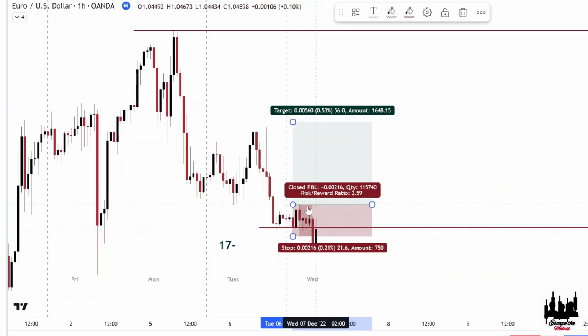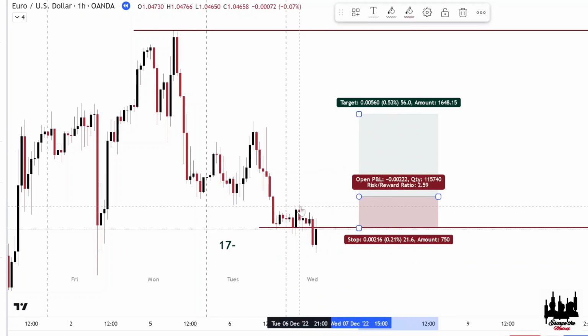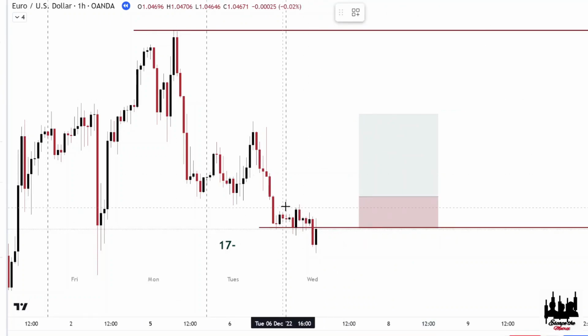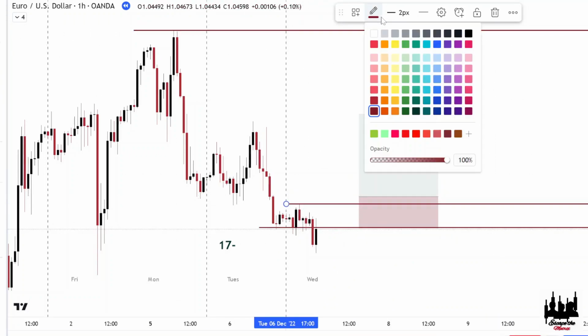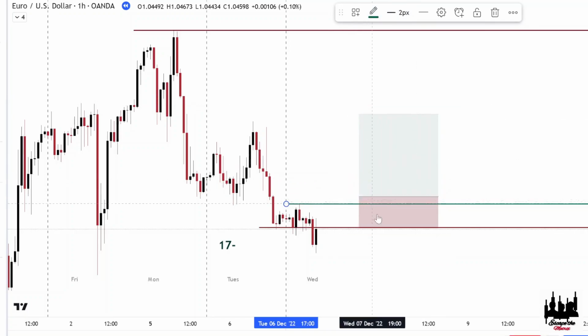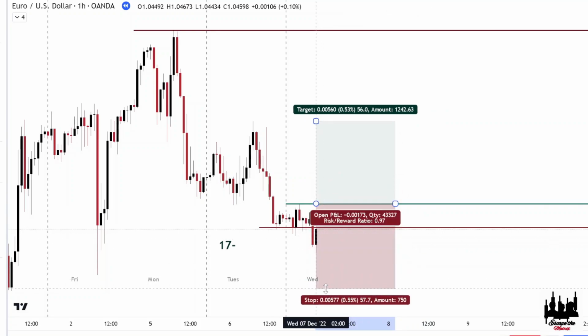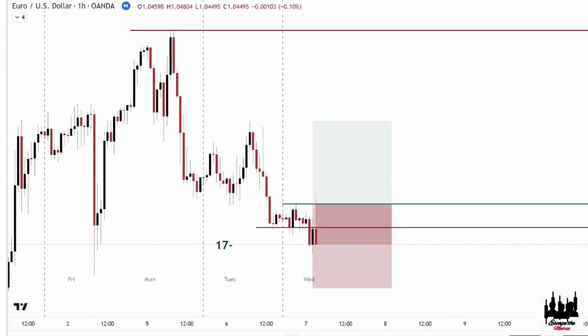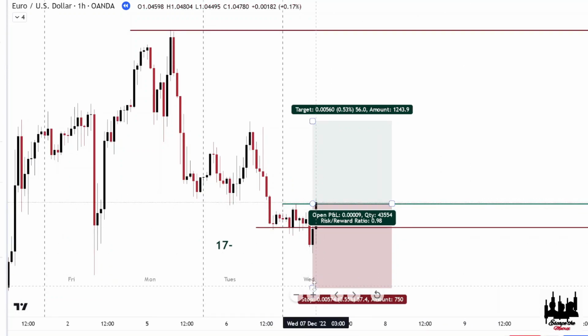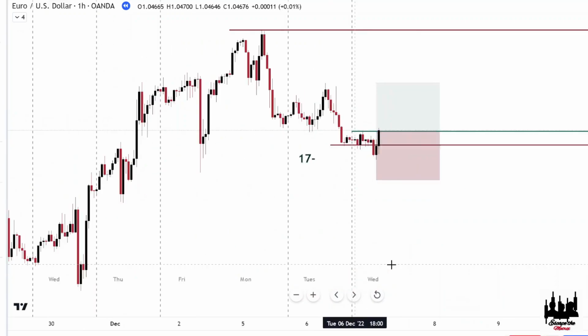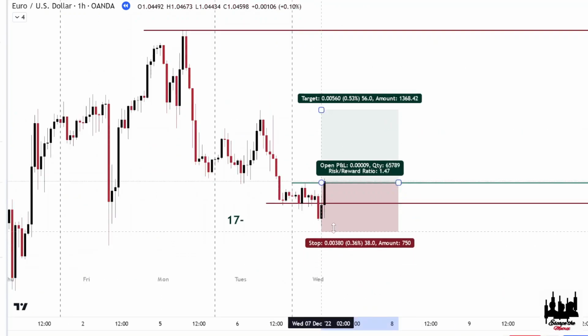So once price gets above this level right here, we get in a buy. And whatever low it formed right before reaching this level, even if it's something like this, would be your stop loss. So let's see. Okay, so price reached this level. What do you do? You put your stop loss right here.